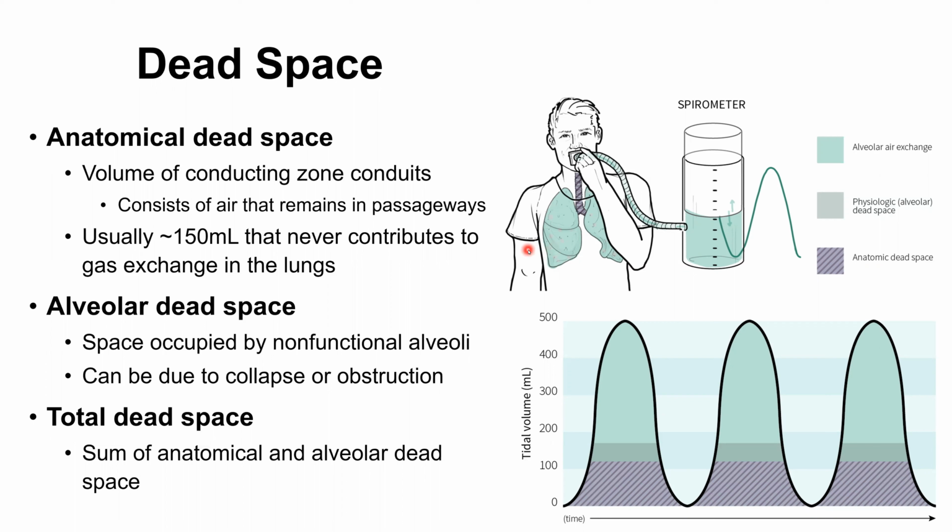So first and foremost is the anatomical dead space. The anatomical dead space is just referring to the volume of the conducting zone conduits. So this is just air that is going to remain in the passageways, so remain in the lungs and remain in the trachea and probably our primary bronchi as well. Usually this is about 150 milliliters that never actually reaches the alveoli and therefore does not contribute in gas exchange.